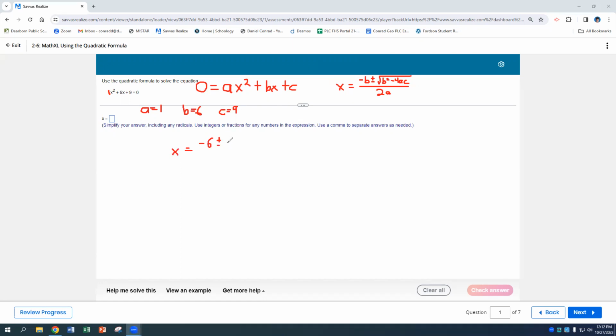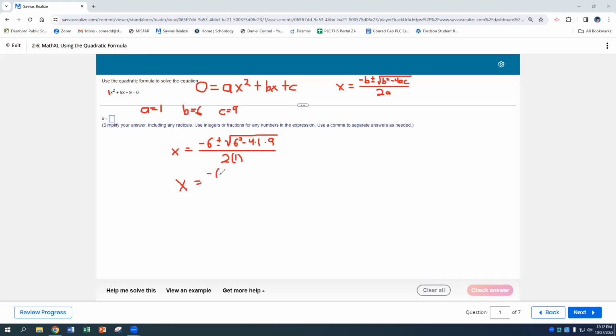Whoops, that was not a good square root. Square root, b squared, that's going to be 6 squared minus 4 times 1 times 9, all over 2 times 1. Okay, so I'm going to simplify.